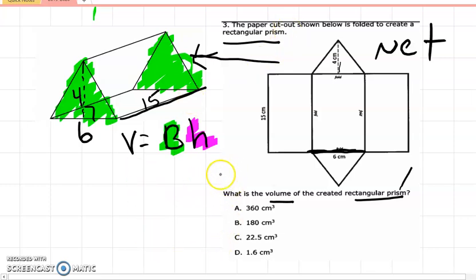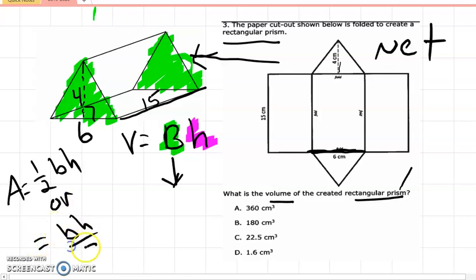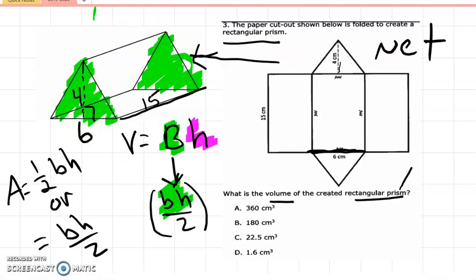And so now, because the capital B is a triangle, this is not length times width. How do you find the area of a triangle? Well, the area of a triangle is half base times height, or base times height divided by 2. So I'm going to change my capital B to represent what I need, which is base times height divided by 2. I'll put that in parentheses, so you can see that these numbers have to come from the base, only the base.